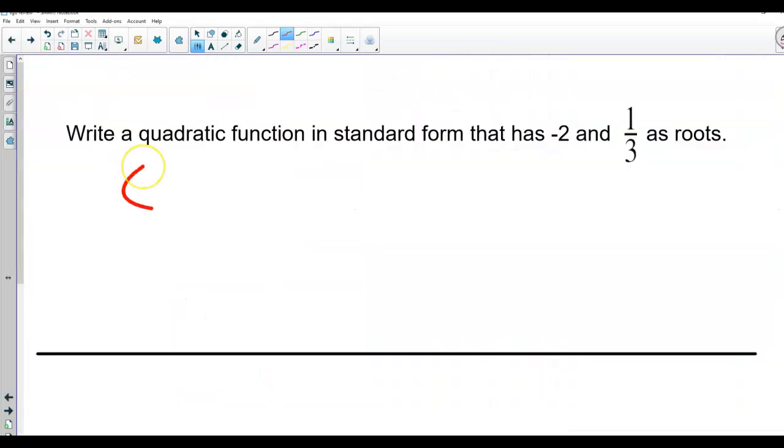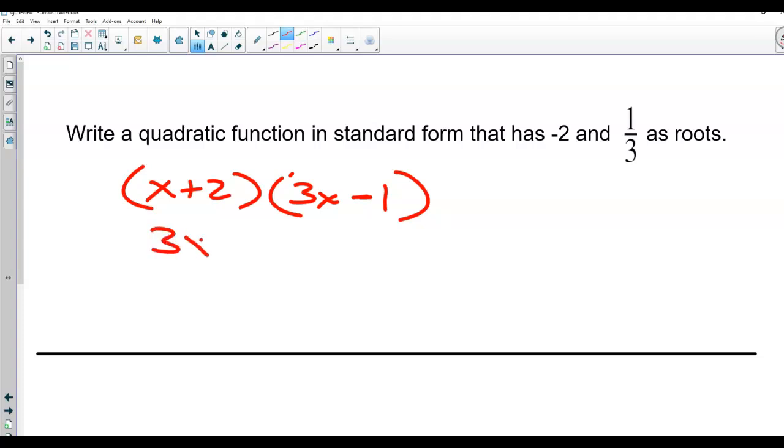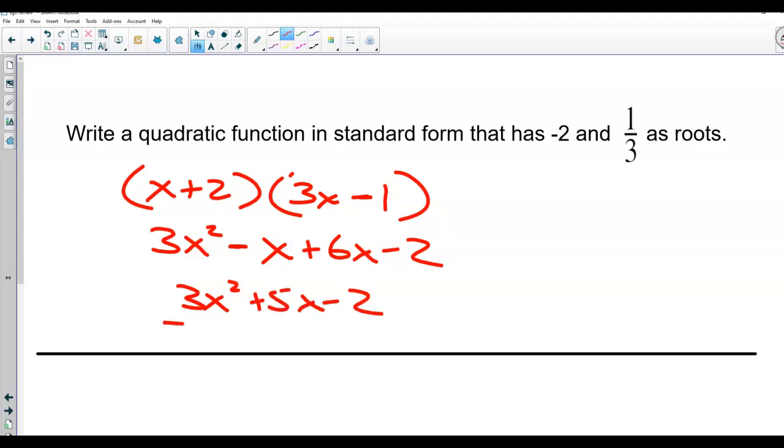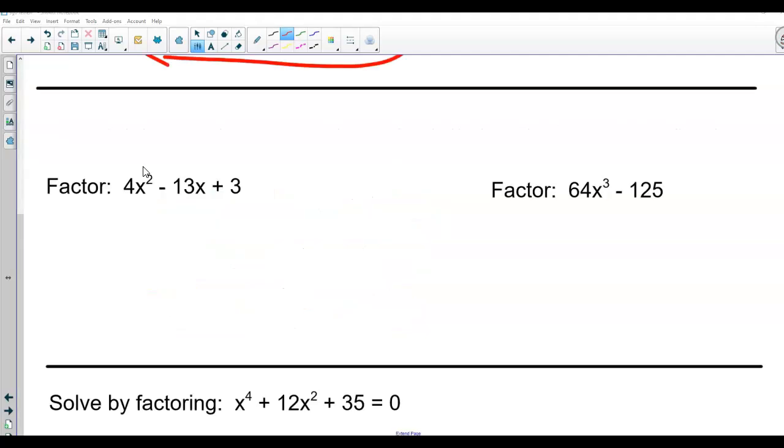Simply this. We change the sign of the number, x plus 2. The denominator goes in front of x, and we change the sign. That's it. And now we have to FOIL it. 3x squared minus x plus 6x minus 2. 3x squared plus 5x minus 2. That's the answer.